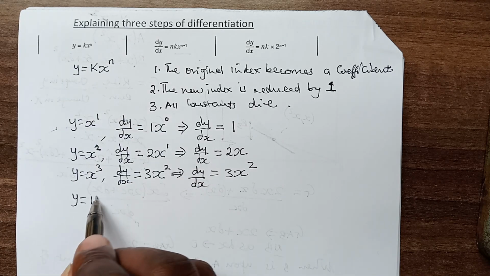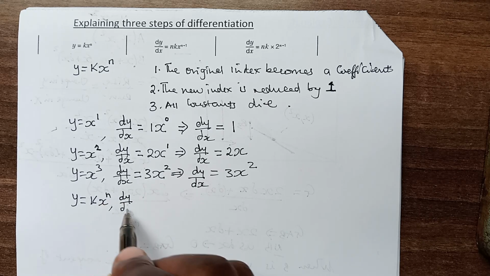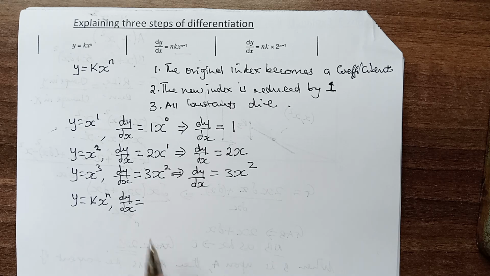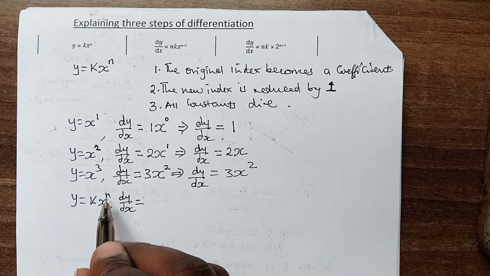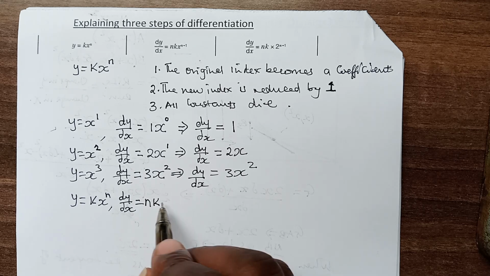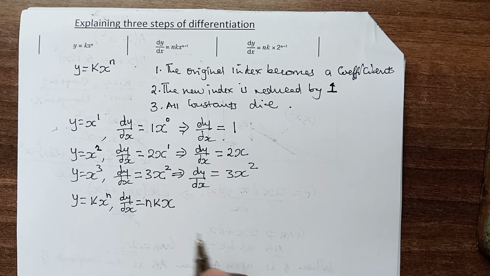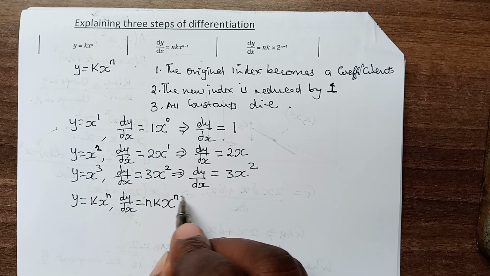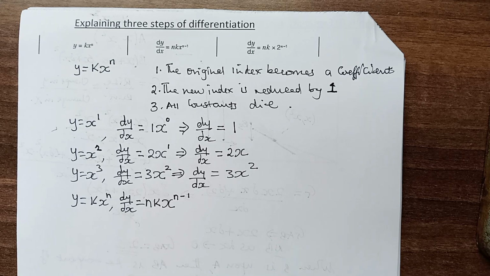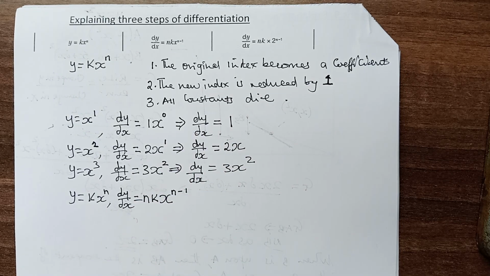I want us to take a general case like it is here. y is equals to kx raised to power n. The change in y over the change in x, which is the gradient, becomes now, n becomes a coefficient, so n multiplied by k. There is still x, but now the new power is reduced by 1, meaning n minus 1. And because we don't know the value of n minus 1, we leave it that way. I have said all constants die. We have not shown that example here.